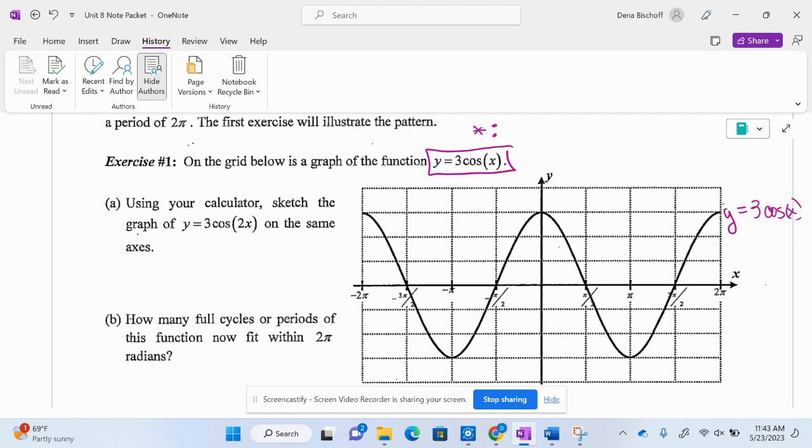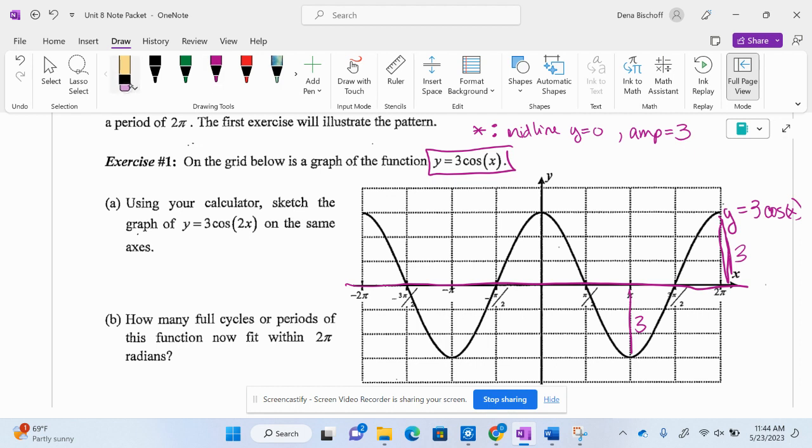The midline is 0. The midline is y equals 0. I agree. Perfect. It has an amplitude of 3. Yeah, it has an amplitude of 3. I agree. Remember that amplitude is this measurement right here. Whether it's above the axis or below the axis, it's that vertical.